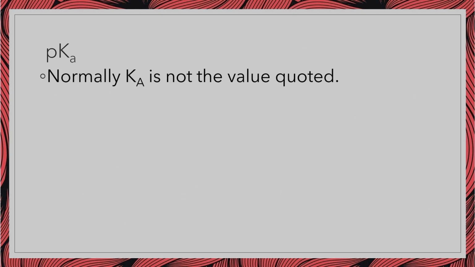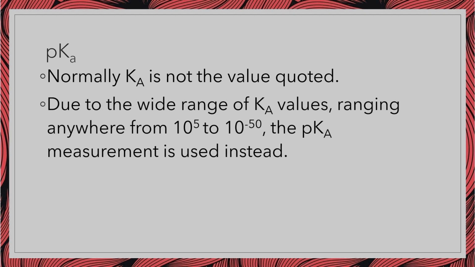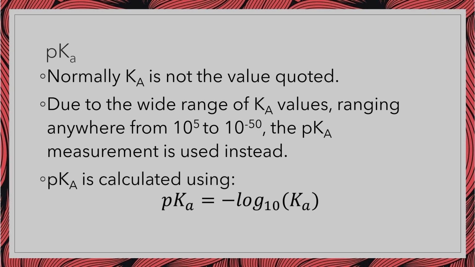Normally, Ka is not the value quoted. The reason for that is the absolute wide range of Ka values. They can range anywhere from 10 to the power of 5 to 10 to the power of negative 50. So rather than doing that, we apply the P operator to get pKa. So it's just the negative log of Ka. Basically, the higher the pKa, the weaker the acid. Now, just like pH, we can find Ka from pKa using 10 to the negative pKa.